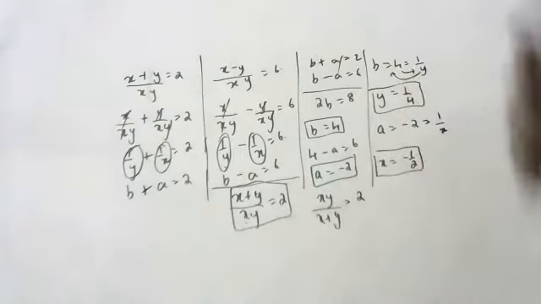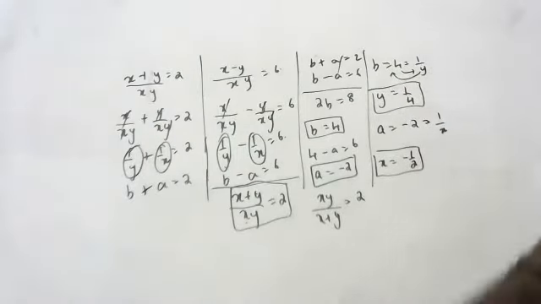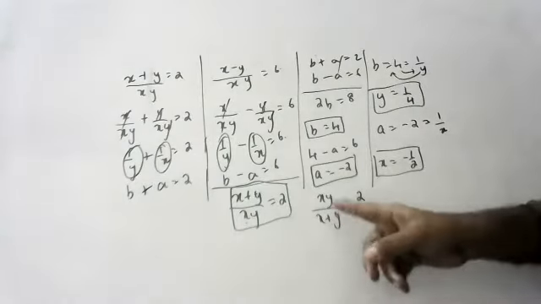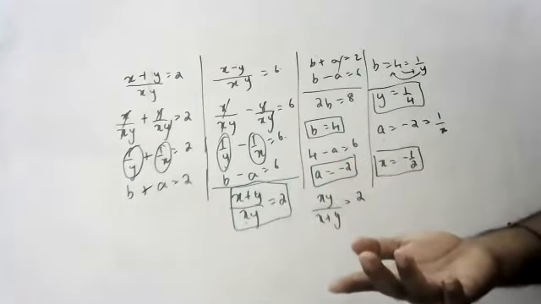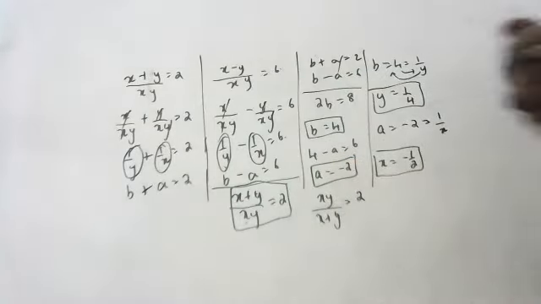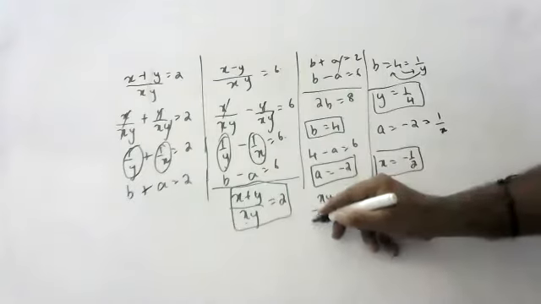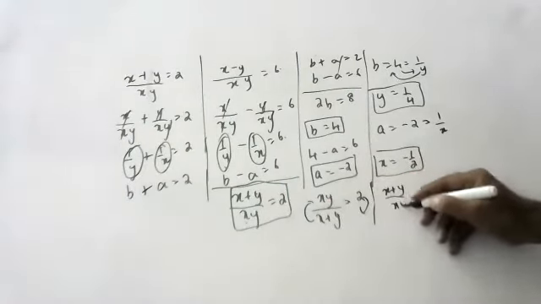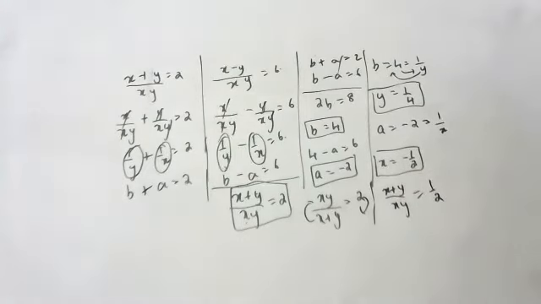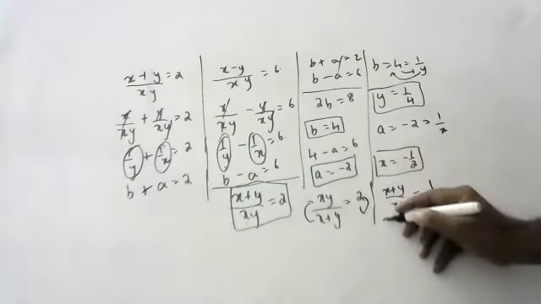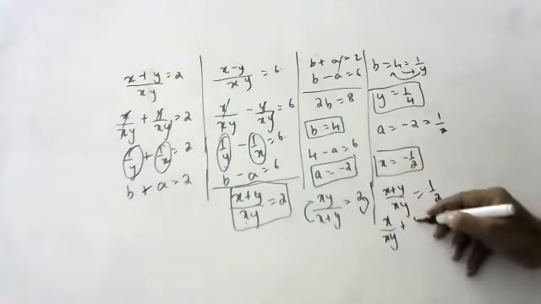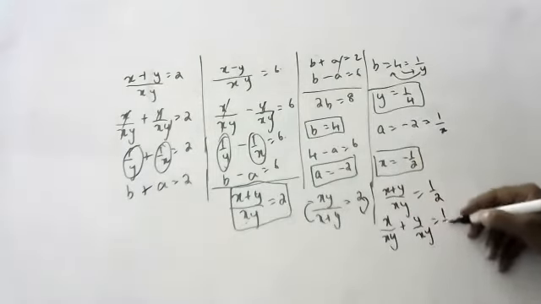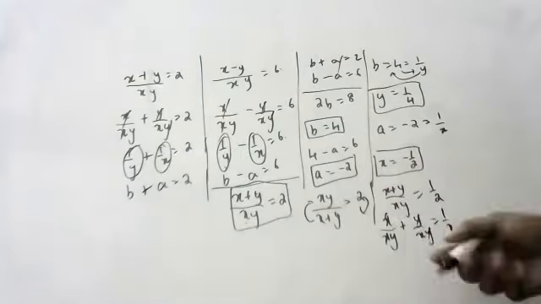If you want to split, what should you do? Anyone in the class? Reverse both sides. So x plus y by xy is equal to 1 by 2. Now you can split: x by xy plus y by xy is equal to 1 by 2. This cancels, this cancels, and now you will get the answer.